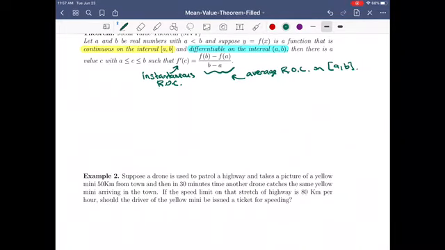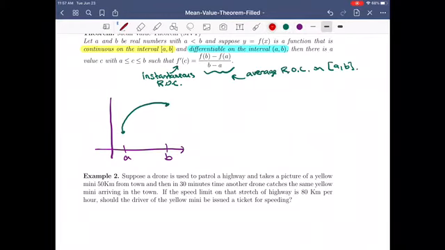So the picture, what it looks like. Notice here I don't need f of a and f of b to be the same. I go from a to b, and maybe they're different. So maybe they look like that, and our function looks something like this.